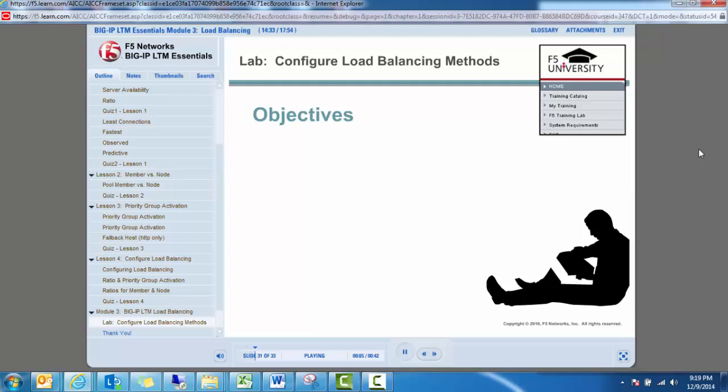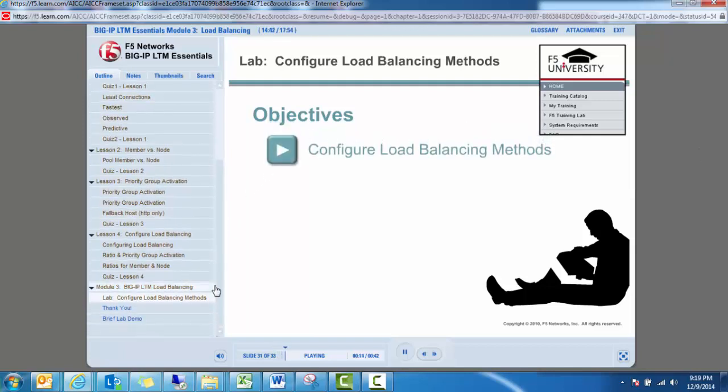By completing the labs associated with this module, you will solidify the knowledge you have gained. At the conclusion of the lab, the student should have configured a pool with ratio load balancing and driven client traffic through the virtual server and pool, and configured and used priority group activation within a pool from the lab registration page. You can also access the PDF file that contains the lab instructions.